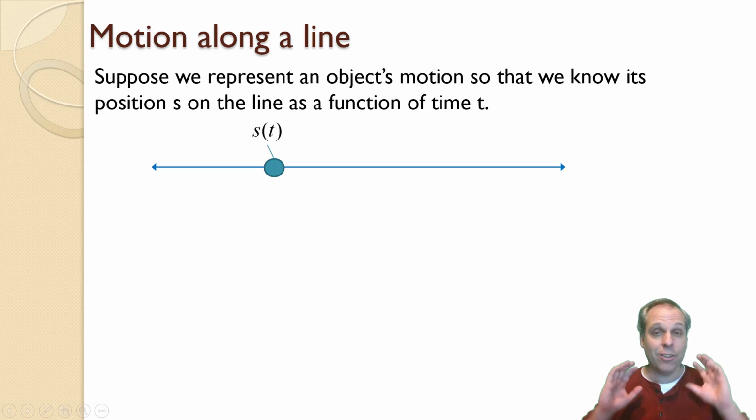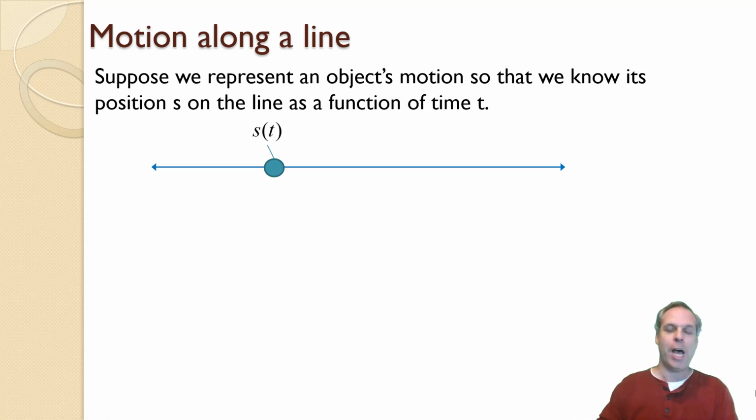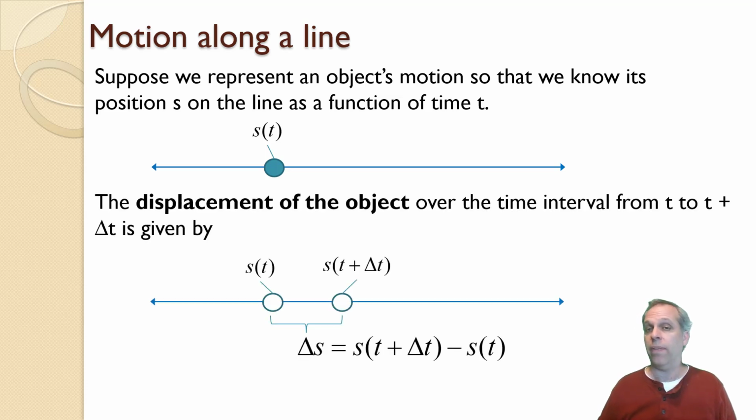Let's look at a typical rate of change kind of problem, motion along a line. So let's suppose that we represent an object's motion so that we know its position s on a line as a function of time t. So s just gives you the position of the object on the line at time t. Well, as the time varies, you can then talk about the displacement of that object as, say, the time changes from t to t plus the change of t.